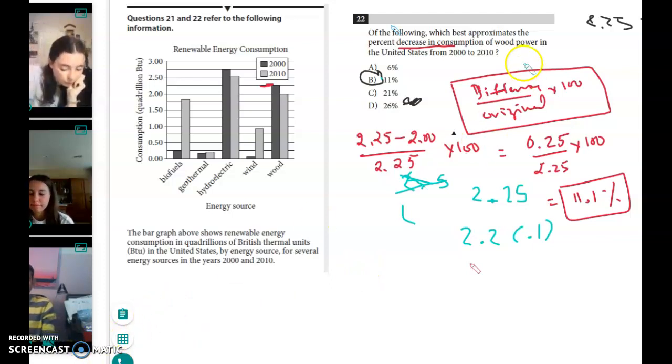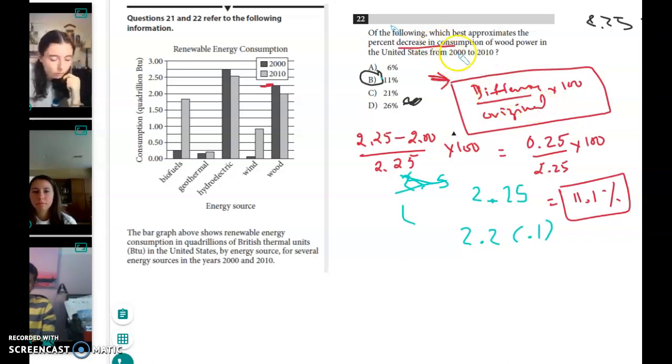So the main formula that you need to know is this, the difference. Whenever they ask you about a decrease in consumption or an increase, like sometimes they say, oh, I have a shirt for $25, and because they have a sale, it is now $20. What's the percent decrease, or percent increase? You always follow the same formula. This is an important formula. Okay.